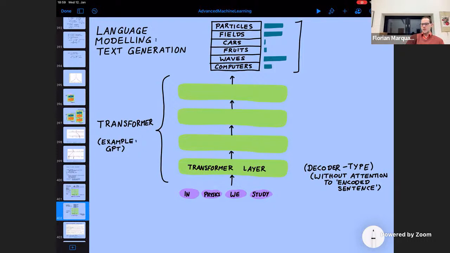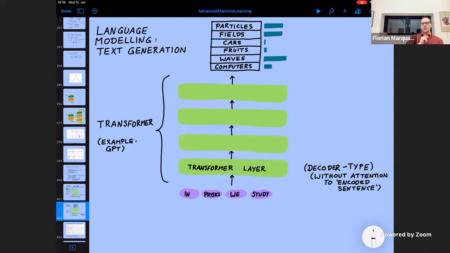And since it has started to understand what these sentences mean, it will correctly predict that it's more likely that the next word will be something like particle or field or wave, but not something like cars or fruits. So you train this simply on a big, big database, simply by asking it to predict the probability correctly of the next word.